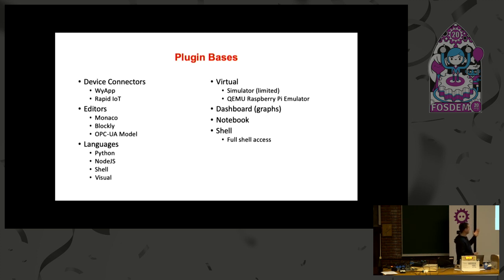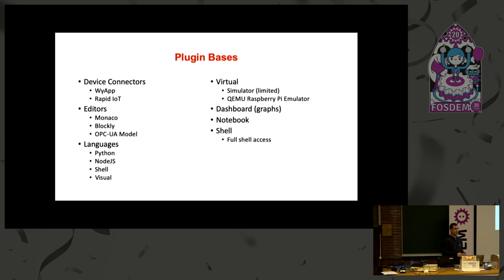For the moment, we can support Raspberry Pi-like devices, so anything that runs Linux. We can support an NXP chip called Rapid IoT. As editors, we support Monaco, Google Blockly for Python, and we had an industrial project and we needed OPC UA, so we built an OPC UA model editor.